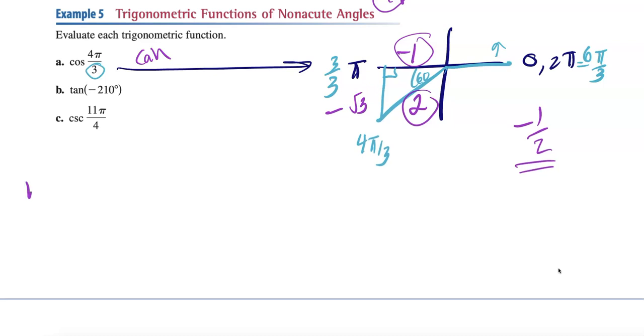Let's do B, tan of negative 120. So here's 0. Here's 180.